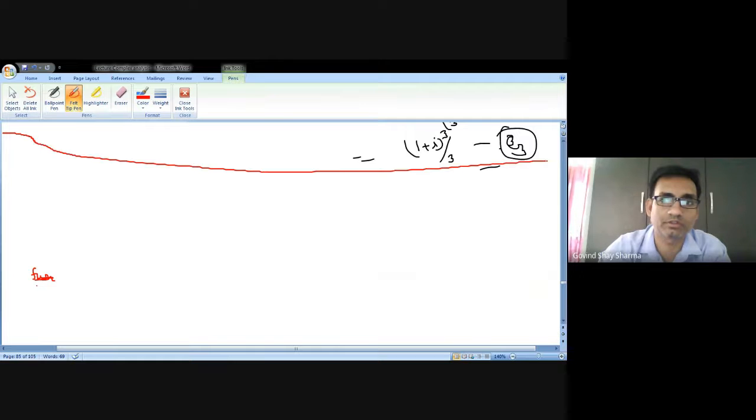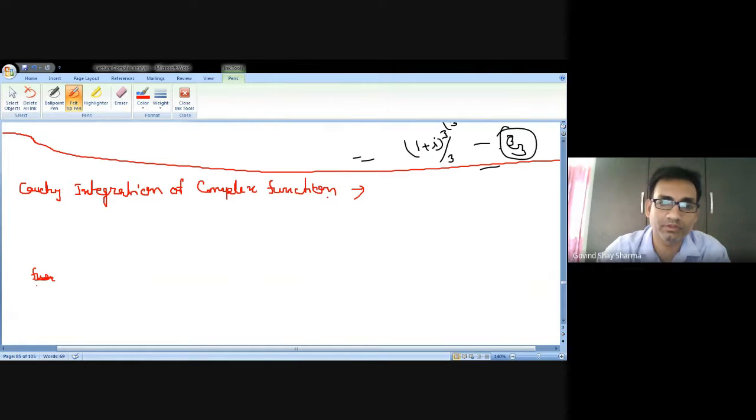So first is Cauchy integration of complex function. What is the meaning of Cauchy integration of a complex function? Now, what is meant by Cauchy integration?